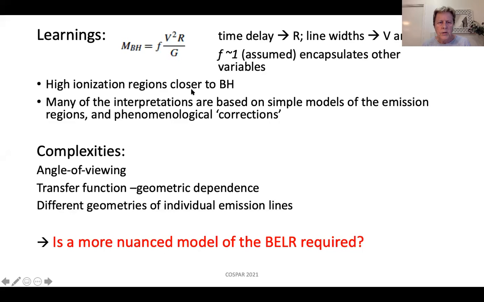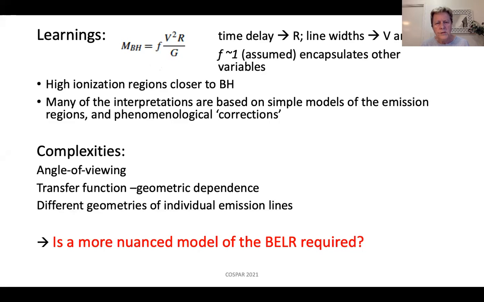Well, usually a very simple virial formulation is used, and you can see the equation here. The mass of the black hole is related to the velocity squared multiplied by the radius divided by G. And so if you can measure the line width, which will give you the velocity, and the radius, which we get from the time delay, then we can measure the mass of the black hole.